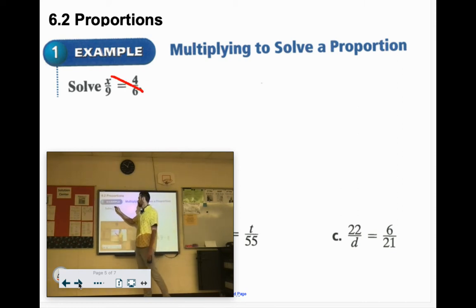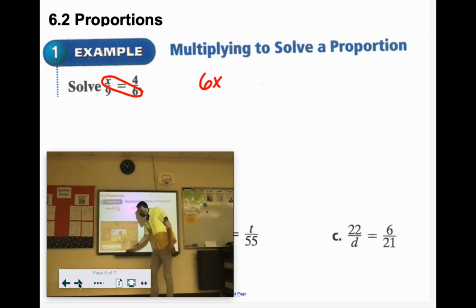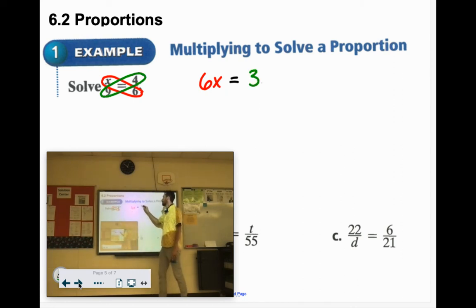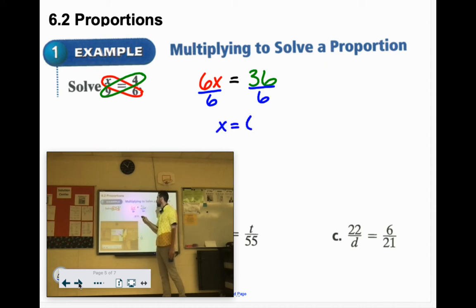So we're going to do 6 times x, which is 6x. And we're going to set that equal to the other cross products, which are 4 and 9. So 4 times 9 is 36. Now we just need to solve that equation. 6x equals 36. You just divide by the 6, and you end up with x equals 6.